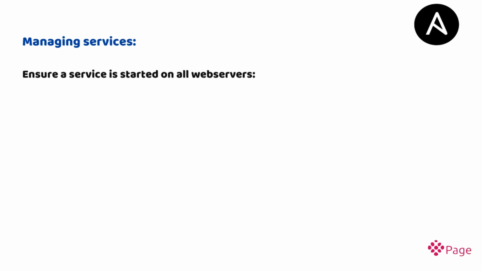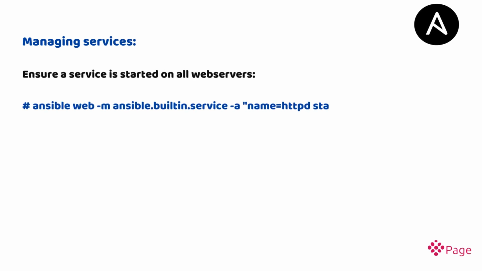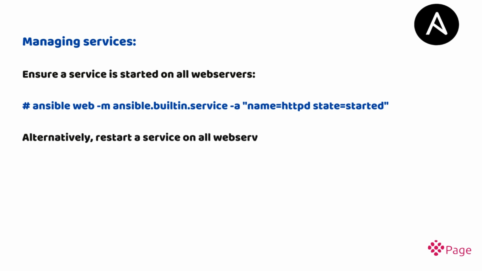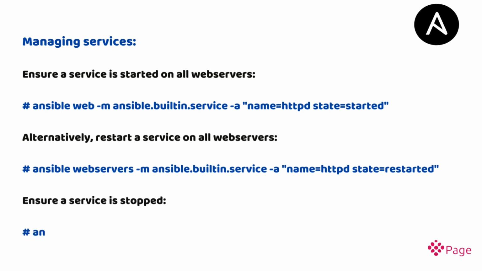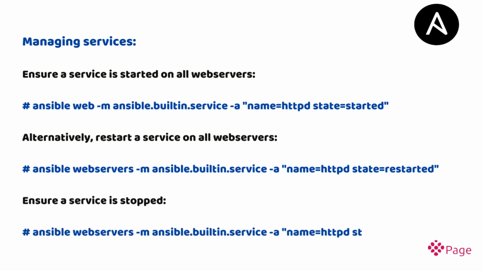Managing services. Ensure a service is started on all web servers. ansible web -m ansible.builtin.service -a "name=httpd state=started". Alternatively, restart a service on all web servers. ansible webservers -m ansible.builtin.service -a "name=httpd state=restarted". Ensure a service is stopped. ansible webservers -m ansible.builtin.service -a "name=httpd state=stopped".